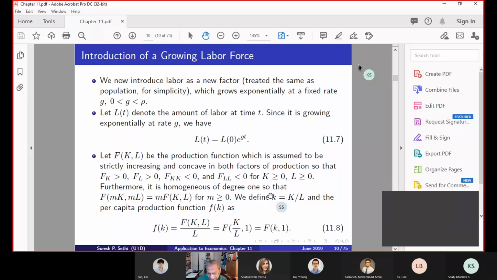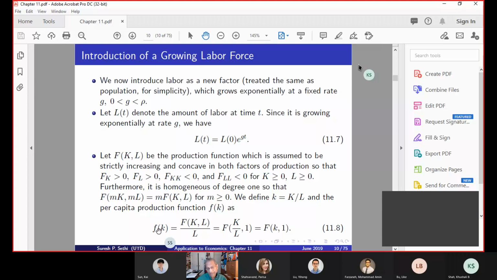If you assume 1, then I can define the capital labor ratio to be k equal to K divided by L. Then I divide this production function by L. So if M is 1 divided by L, then I can put this L inside because by this formula here, I get this. I call this small k. But this is constant, so I can define this simply as f of k.